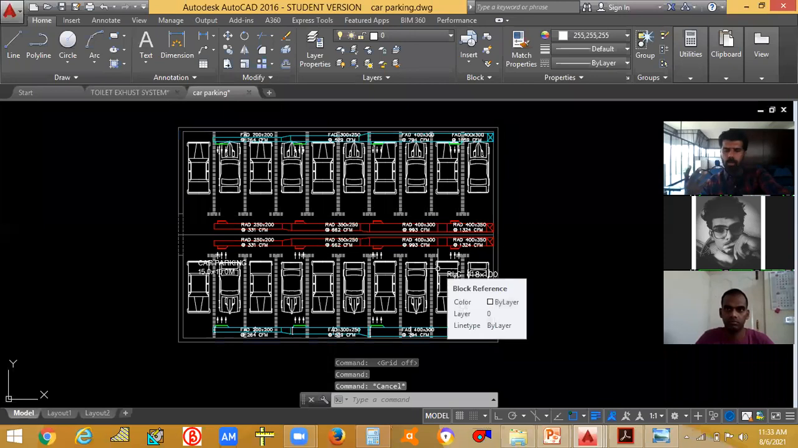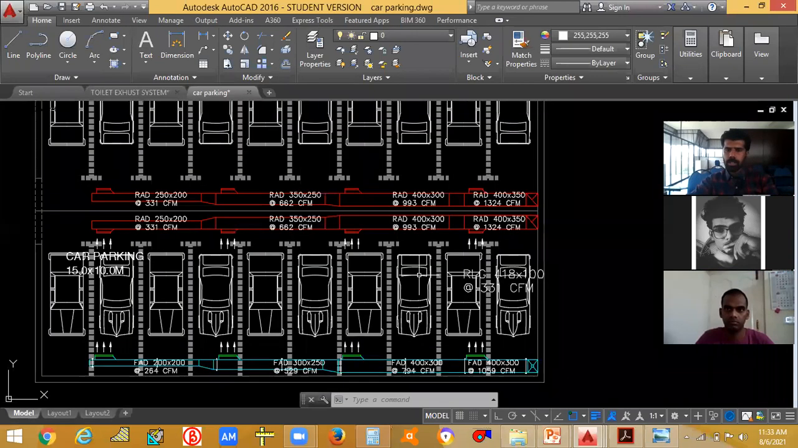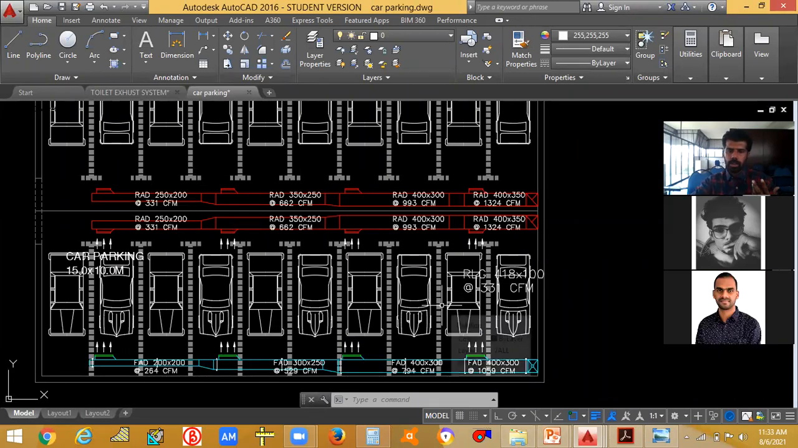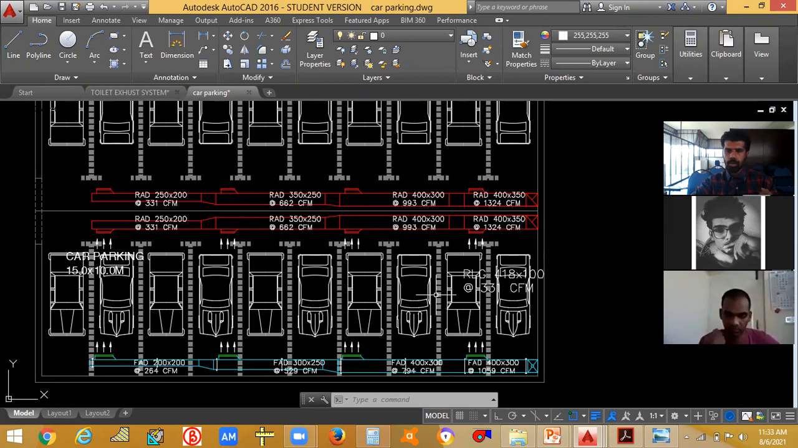What we have to do is design the duct size. Okay, we have to decide the duct size. If you want to give grill, you can give grill. If you want to give diffuser, you can give diffuser according to your wish.